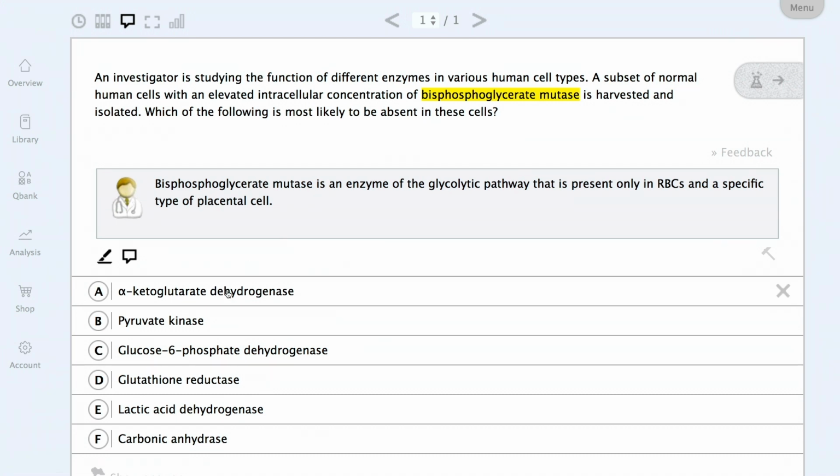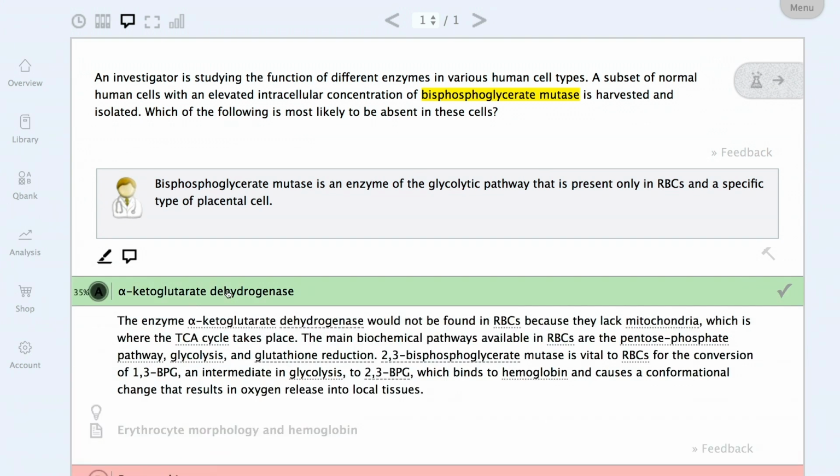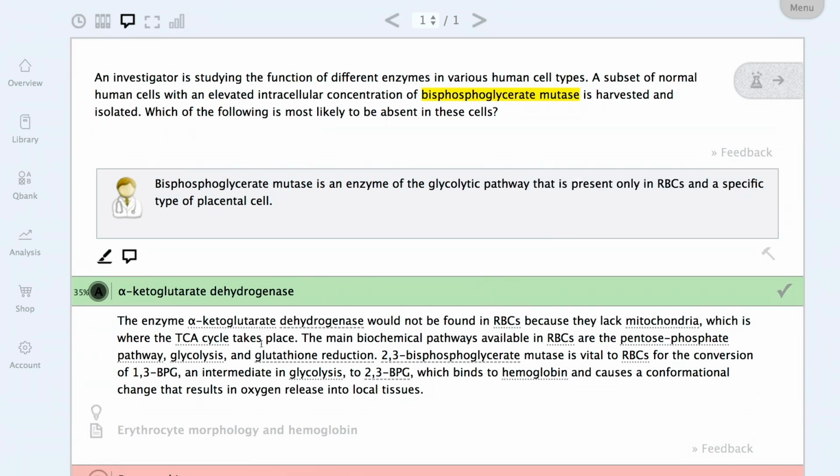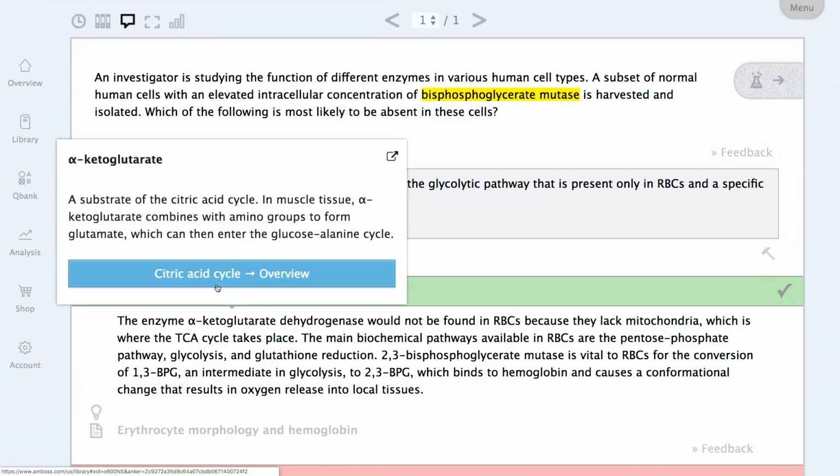Well, that's going to be alpha-ketoglutarate dehydrogenase. Why? This is an enzyme of the TCA cycle. RBCs lack mitochondria. Mitochondria is where the TCA cycle takes place. Therefore, we're going to lack these enzymes.